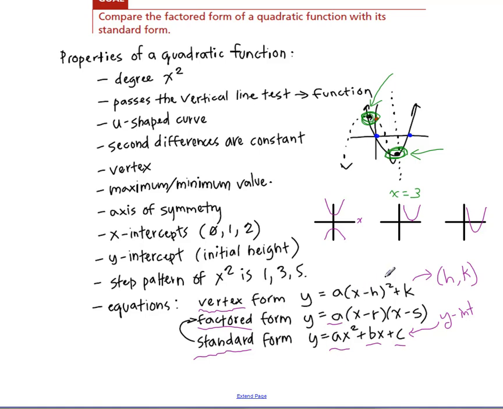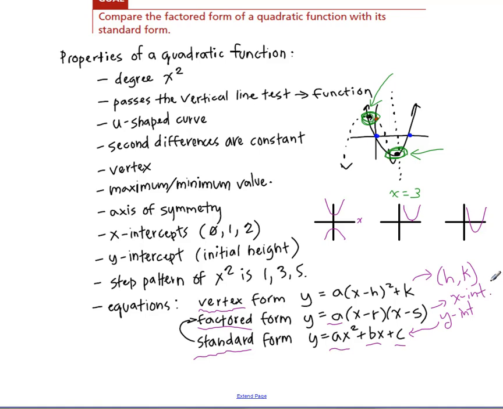So vertex form, easy to find the vertex. Factored form, now I didn't put this in, but it's really useful for finding the zeros, which means the x-intercepts, right? So really useful for that. And standard form, really easy for finding the y-intercept. So I'm just going to add in here x-int, because those are really good for finding the x-intercepts.